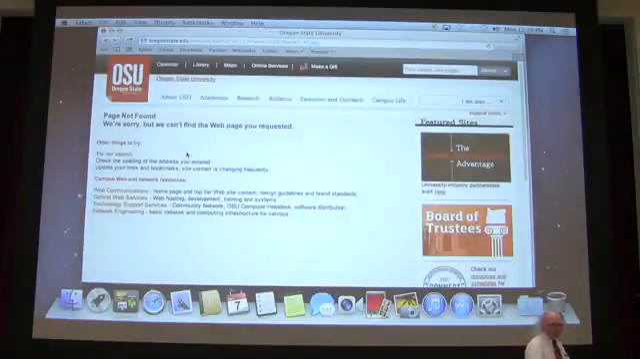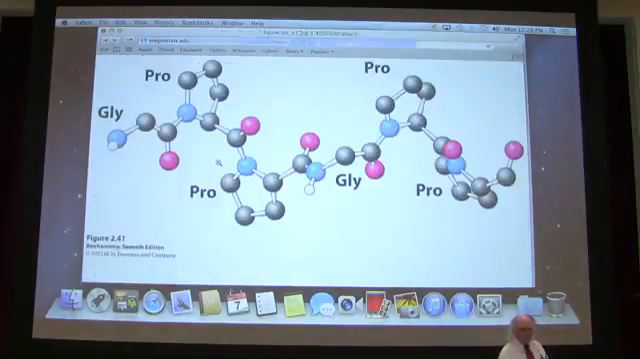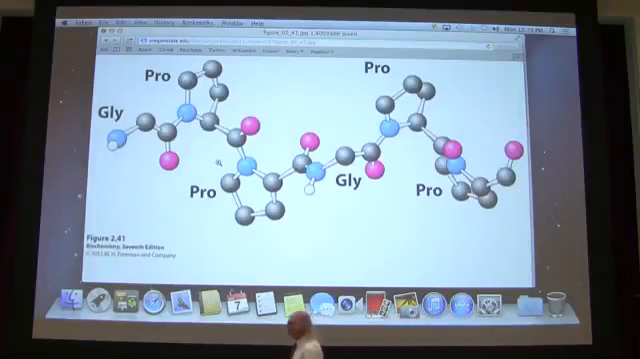Let's talk about one of the most interesting of the fibrous proteins, which is the most abundant protein in your body. The most abundant protein in your body is known as collagen.